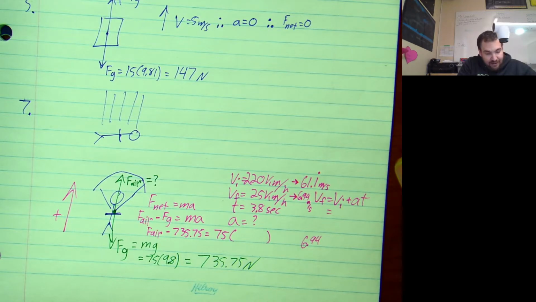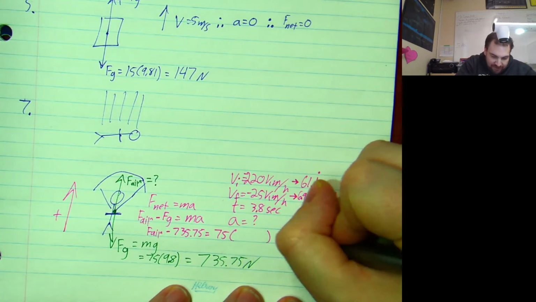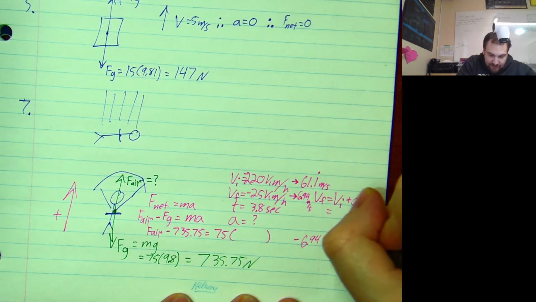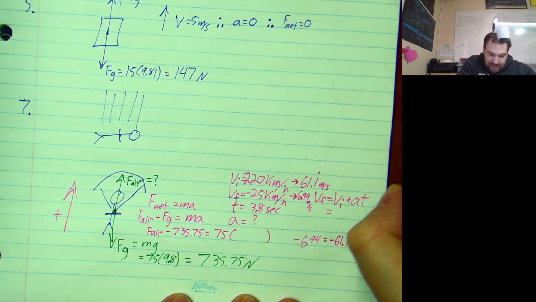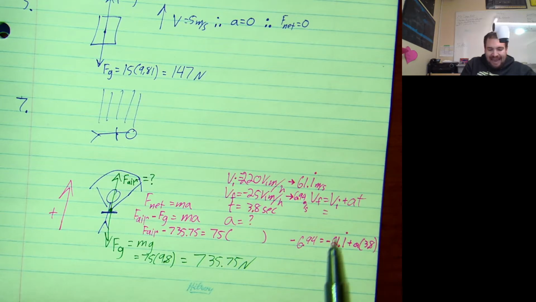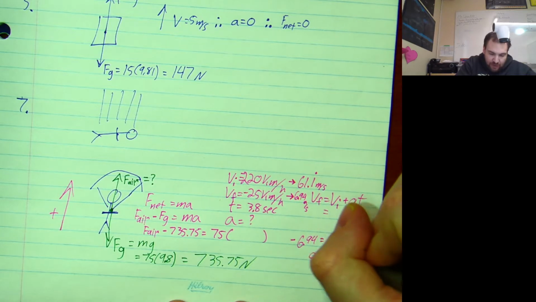And what's the direction here on her velocities? It's going to be negative because we called up positive and she's falling. So both these values need to be negative. So we have negative 6.94 equals negative 61.1 plus A times 3.8. So I'm going to add 61.1 to both sides, and I'm going to divide by 3.8. My acceleration is what?